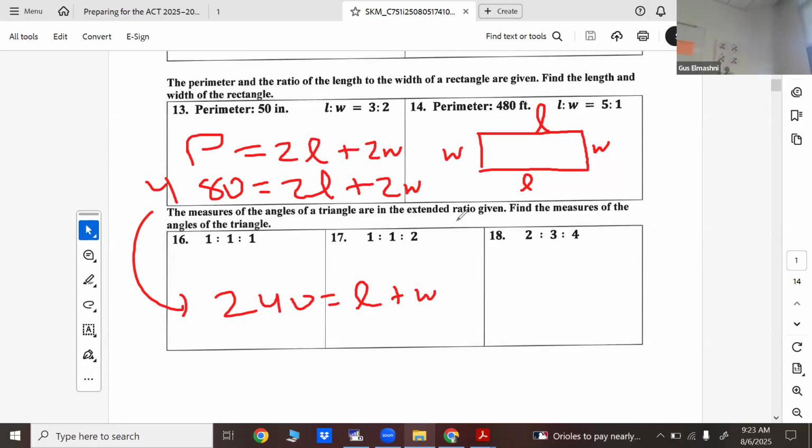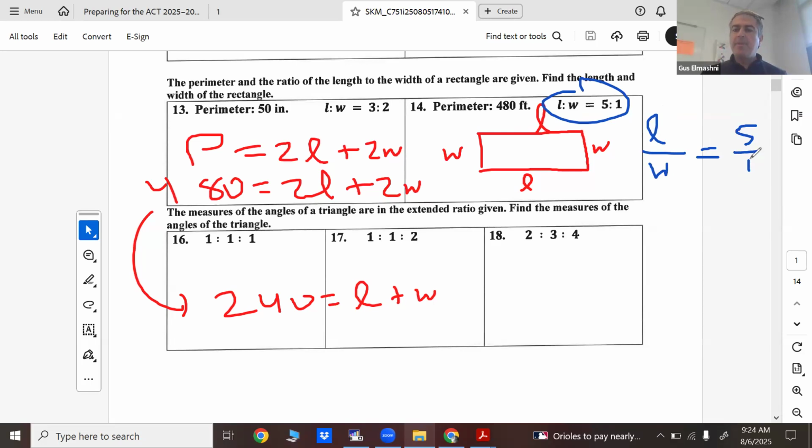Equations are relationships, right? So I know that the relationship between L and W is this. Is there another relationship? For every 5 foot in length, there's 1 foot of width. Yes. So L over W, that's a second relationship. That's an equation, right? That I can make. L over W just means divide.